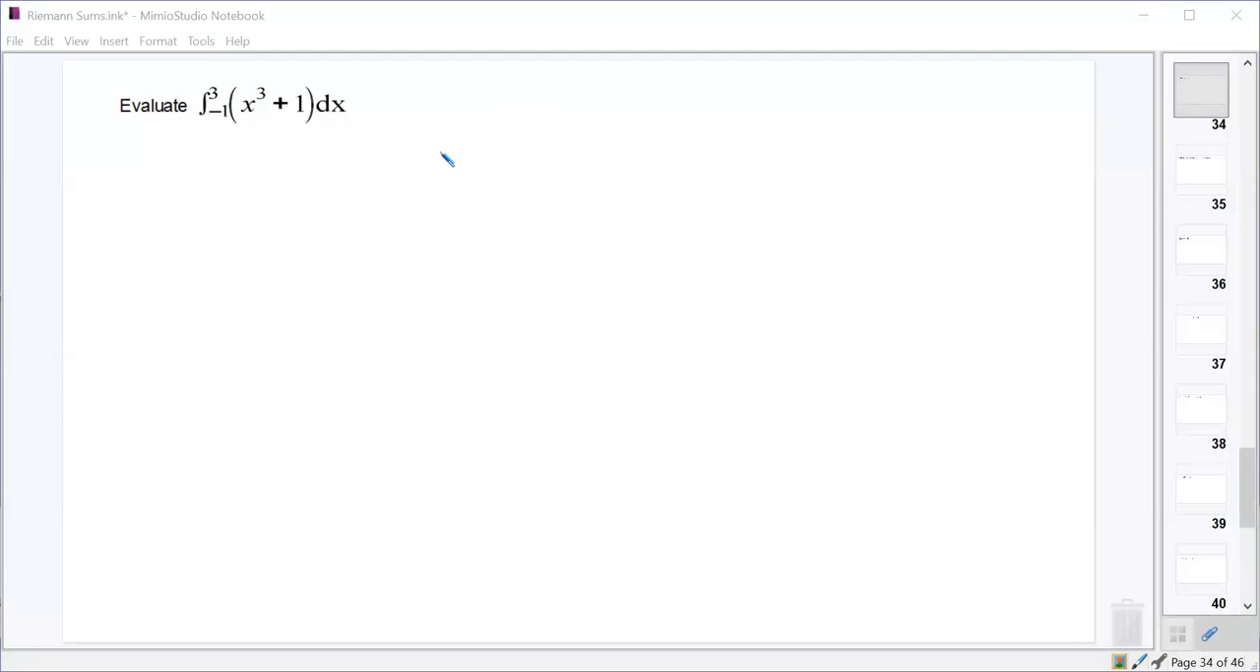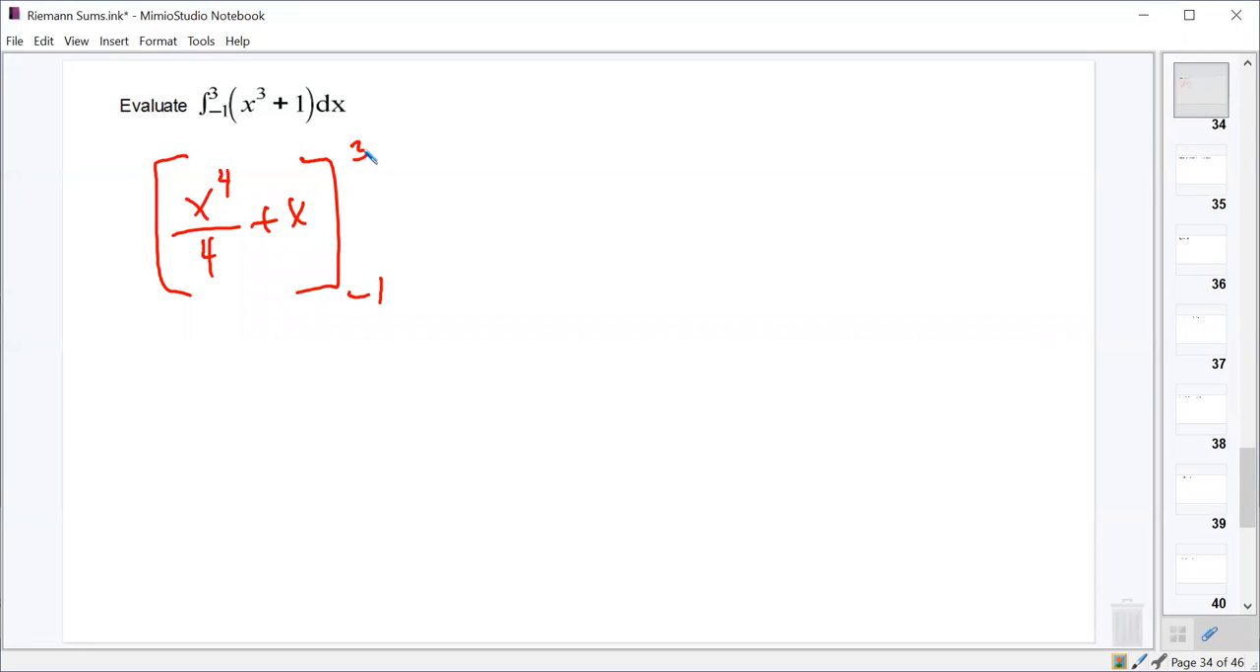Sure. All right. Let's evaluate the integral from -1 to 3 of x cubed plus 1 using the second part of the fundamental theorem of calculus. The integral of x cubed plus 1 is x to the 4th over 4 plus x. And then we're going to evaluate from -1 to 3. So that should become 3 to the 4th, which is 81 fourths plus 3, minus -1 to the 4th, which is 1, and 1/4 minus 1, which ought to give us what? 24.